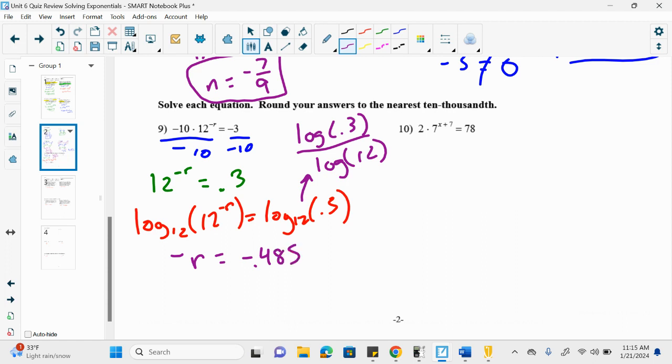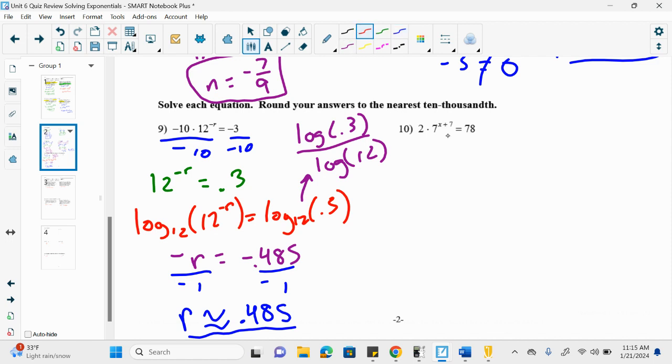Well, now this is set up to solve, right? We just gotta get rid of the negative that's in front of r, divide both sides by negative 1, flip the sign. We're gonna use that approximation symbol since we did approximate here, 0.485. Okay, let's try another one.